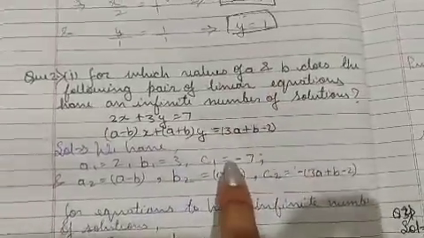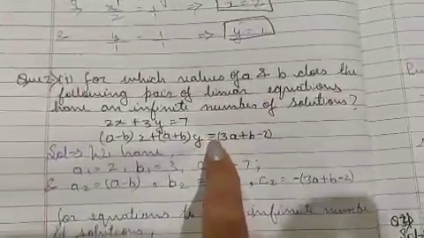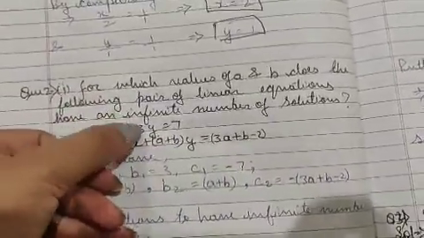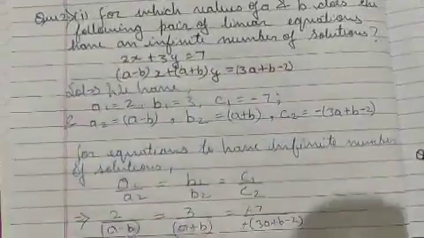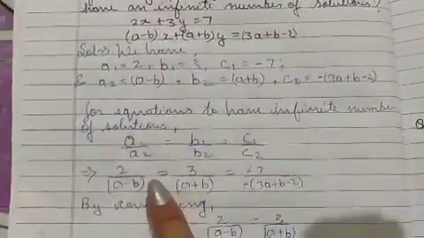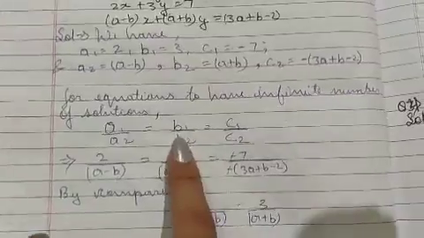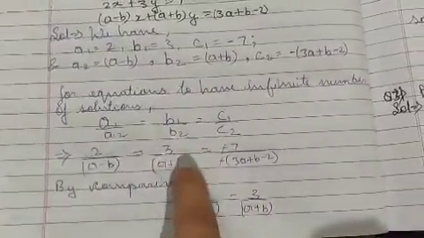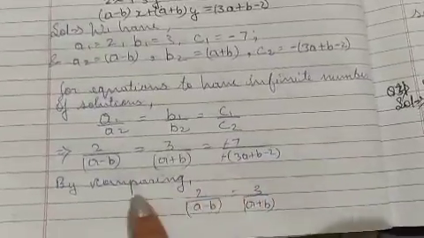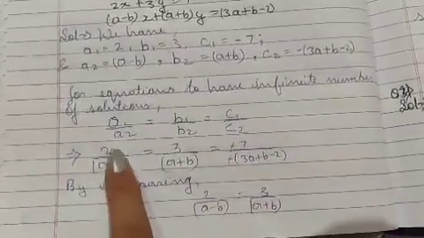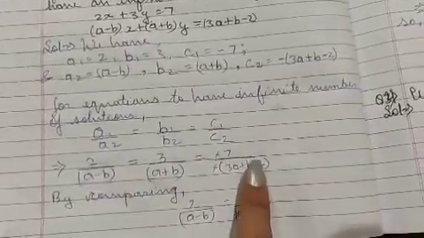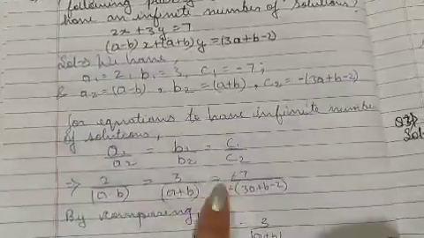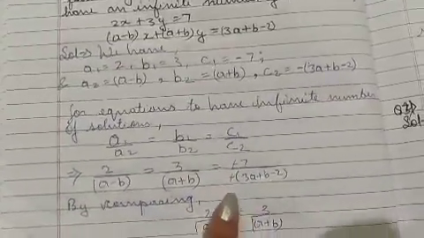And we know the condition when a pair of linear equations has an infinite number of solutions: if a1 upon a2 is equal to b1 upon b2 is equal to c1 upon c2. Okay, so for the equations to have an infinite number of solutions, we must have a1 upon a2 equal to b1 upon b2 equal to c1 upon c2. So this is a1, this is a2, this is b1, this is b2, this is c1, this is c2. We will equate these after comparing the ratios. We'll compare the first fraction with the third fraction, or you can compare these two also. Any two fractions you compare, you will get some equation.